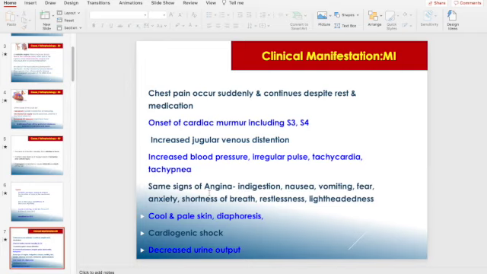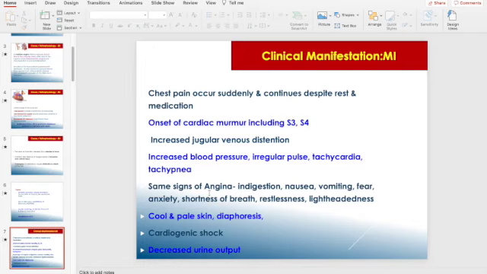So some signs of angina: sometimes the patient will also have nausea and vomiting, or fear or anxiety, and shortness of breath, and these are common signs and symptoms. You will see the patient nauseated and vomiting, and you will see the patient have anxiety and fear because of the pain. He has sudden chest pain, and he is unable to breathe, and he has restlessness, and all of these.